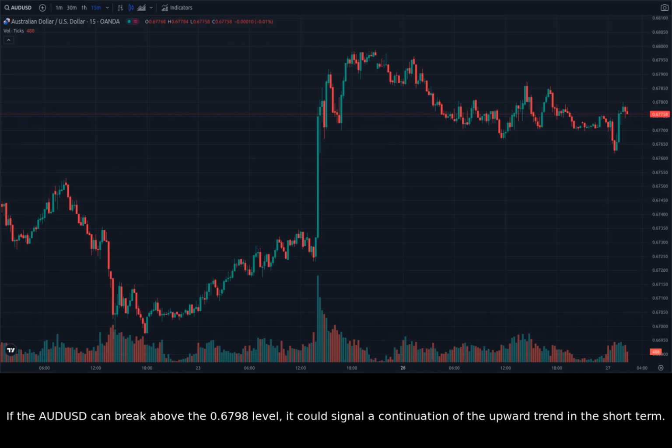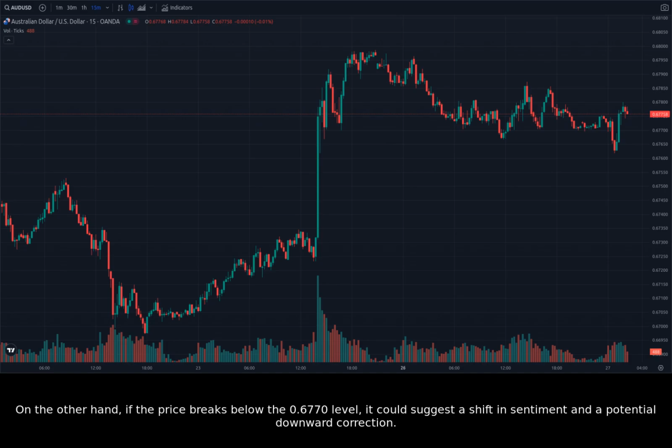If the AUDUSD can break above the 0.6798 level, it could signal a continuation of the upward trend in the short term. On the other hand, if the price breaks below the 0.6770 level, it could suggest a shift in sentiment and a potential downward correction.